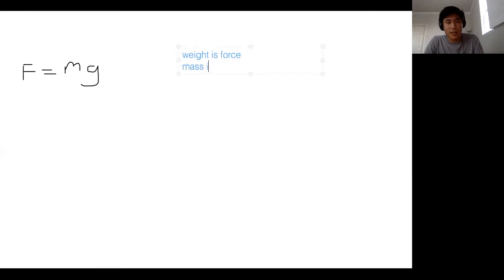And mass is how much matter something has. So if we wanted to make a chart here on the differences between mass and weight, let's see if I can do that.